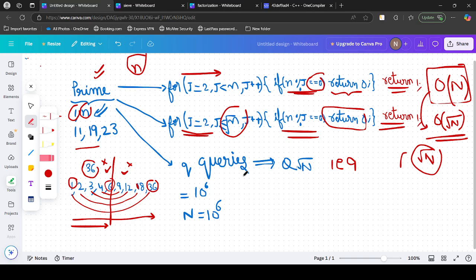But what if we are given q queries and we have to find whether the given number is prime or not? If q is up to 10^6 and n is up to 10^6, for q queries if we use the second approach, the time complexity will be q times root n, which is approximately 10^9, and will not pass the given constraints. So how to optimize this?